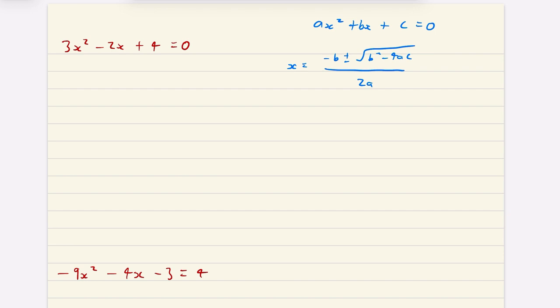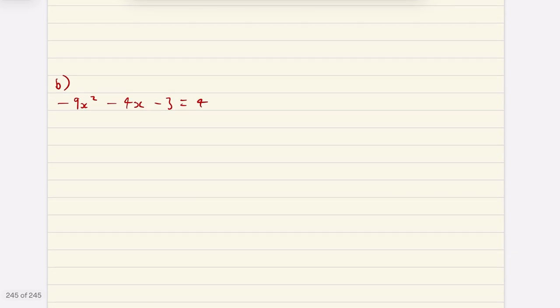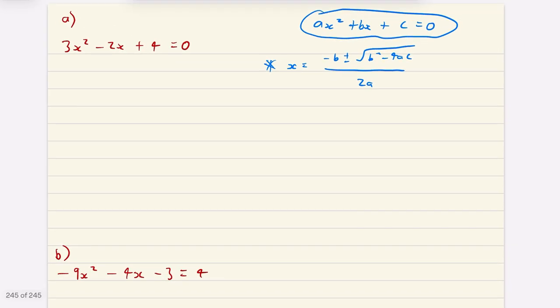Now notice, this formula only works if the quadratic is written in this form, where the x squared term, the x term, and the constant are all on one side equal to 0. So in my first example A, it is in that form, but for example B, when we move down here, you can see it's not in that form because I've got it equal to 4 rather than equal to 0. So we'll have to move that 4 over, and I'll explain that when we get to it. But for now, let's just look at example A.